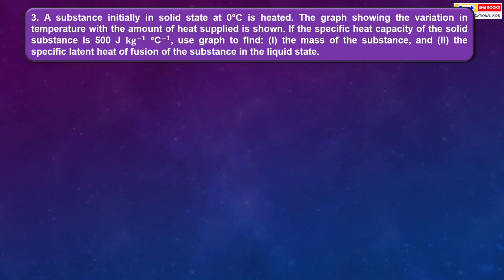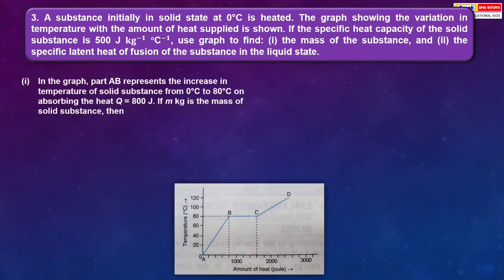A substance initially in solid state at 0 degrees Celsius is heated. The graph showing the variation in temperature with the amount of heat supplied is shown. If the specific heat capacity of the solid substance is 500 joule per kg per degree Celsius, use the graph to find, first, the mass of the substance, second, the specific latent heat of fusion of the substance in the liquid state. First, in the graph, part AB represents the increase in temperature of the solid substance from 0 degrees Celsius to 80 degrees Celsius on absorbing the heat Q equals 800 joule.